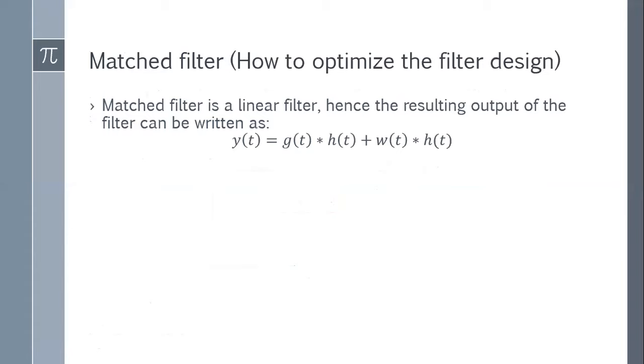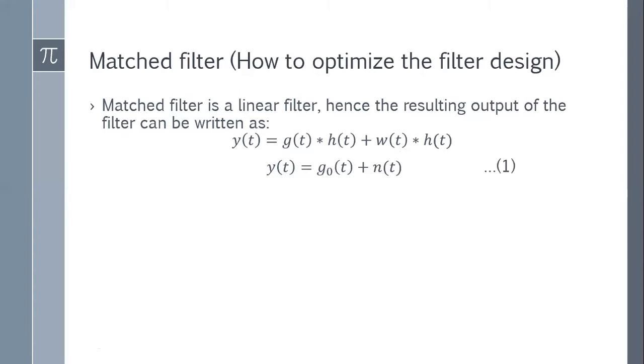W of t is noise. We are considering white noise. So instead of writing n of t, because we'll use n of t later on, w of t means white noise. So w of t is additive white noise. So y of t is equal to x of t convolution h of t. And what is x of t? x of t is g of t plus w of t, right? So I can write this as g of t convolution h of t plus w of t convolution h of t. Yes or no?